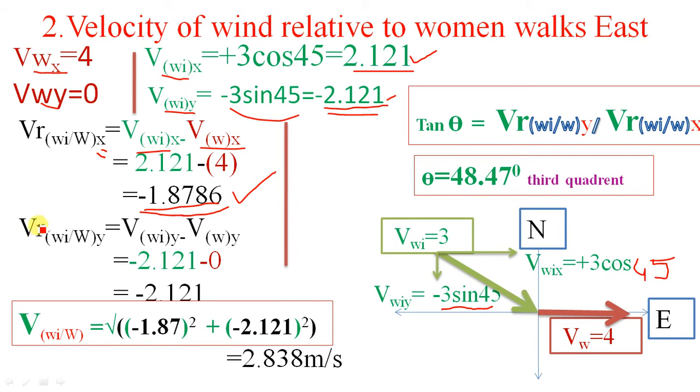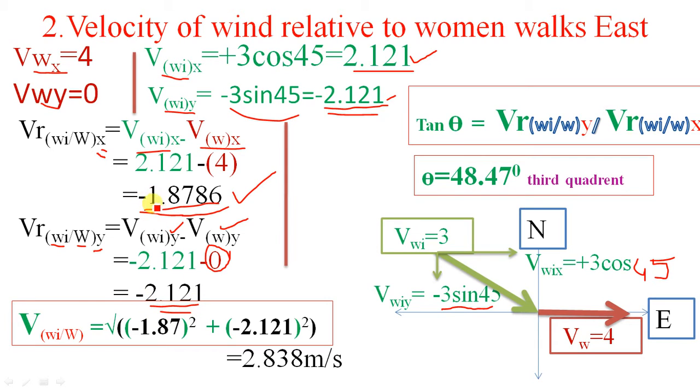Now we have to find the relative velocity of wind with respect to woman in y direction. So for that, the component of velocity of wind in y direction minus the component of velocity of woman in y direction, that is minus 2.121 minus 0, as the component of velocity of woman in y direction is 0. So that will give you minus 2.121.